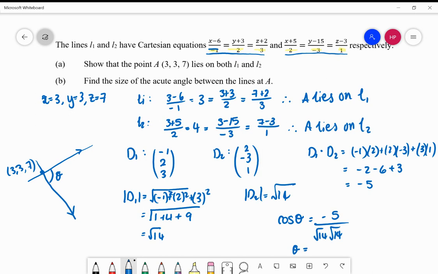Grabbing a calculator, plugging all of that in, we get that our angle is 110.9 degrees. But we were asked for the acute angle. So we're actually being asked for this one here. We're not even being asked for the angle of divergence. So alpha then is 180 minus 110.9, and so alpha is 69.1 degrees.